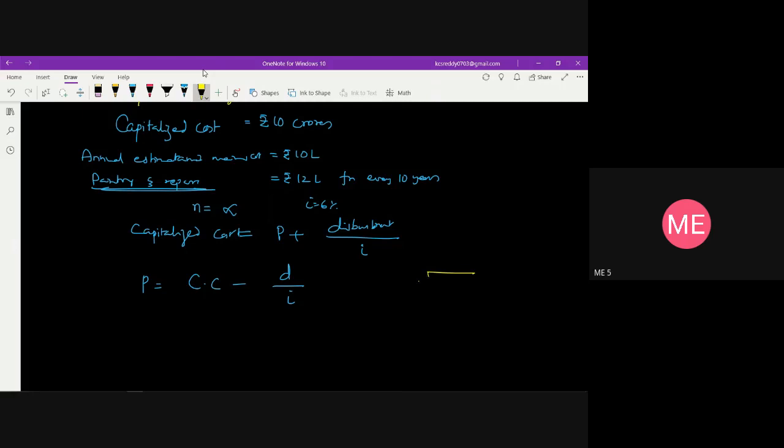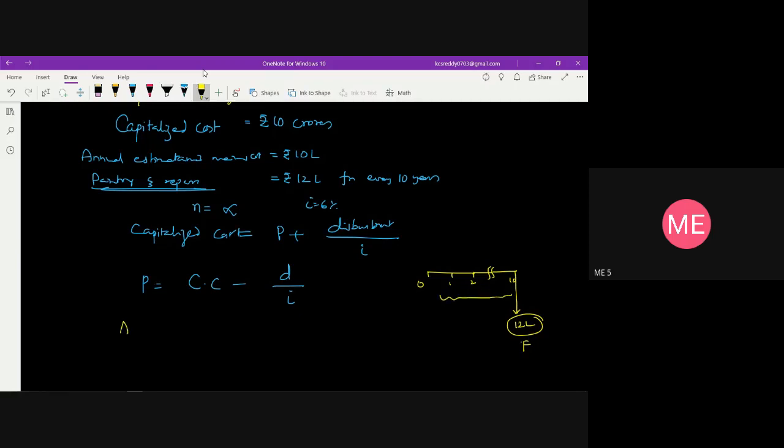Yeah. So this is 0 and 1 and 2. So for every 10 years, you will be having an additional 12 lakhs, right? So this amount is nothing but a future amount. This future amount has to be annualized to find out the annual maintenance cost for this painting.